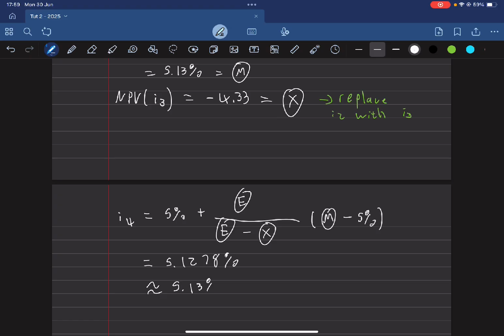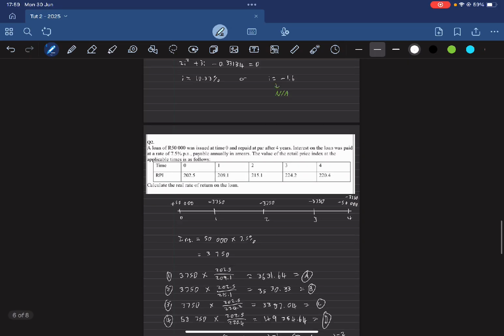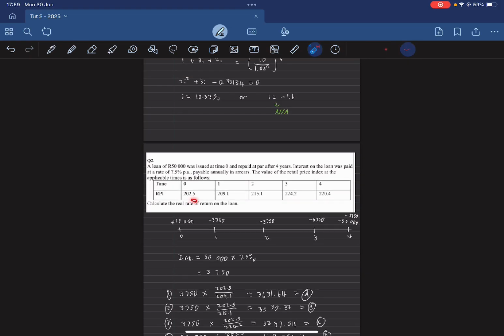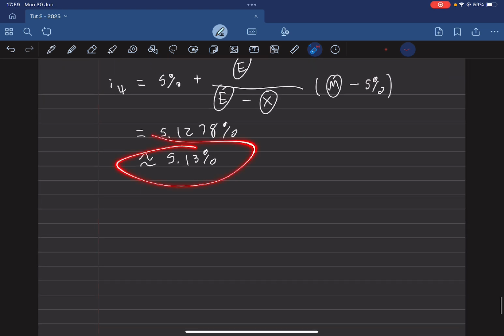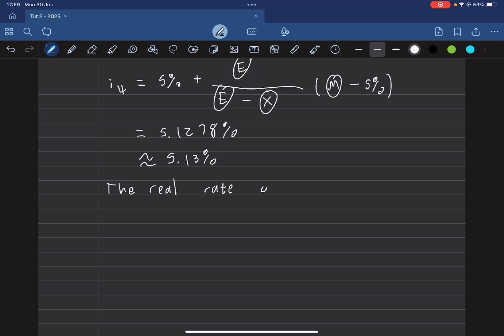Okay, so let's check if we've answered the question. It says calculate the real rate of return, so let me write a conclusion. The real rate of return is 5.13%.